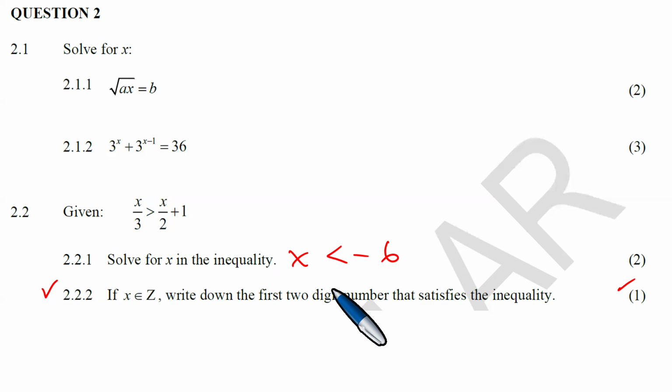Right, so yeah, what do we do, guys? What's the answer then, Paul? Hey, nah, I get it, yeah. But which is what's happening here? Because they're saying if x is an element of z, x is an element of the set of integers. In other words, x is an integer. Write down the first two-digit number that satisfies the inequality. What do you think is the answer?